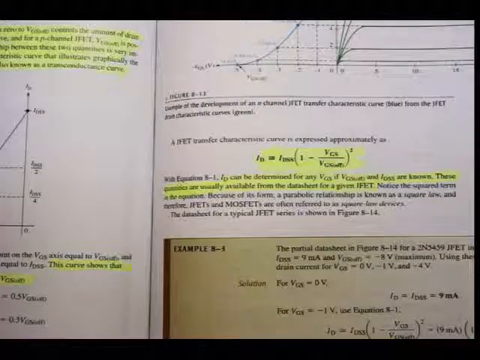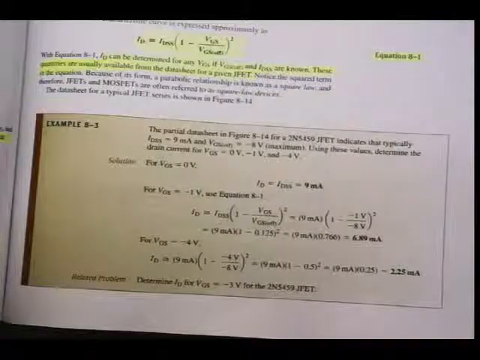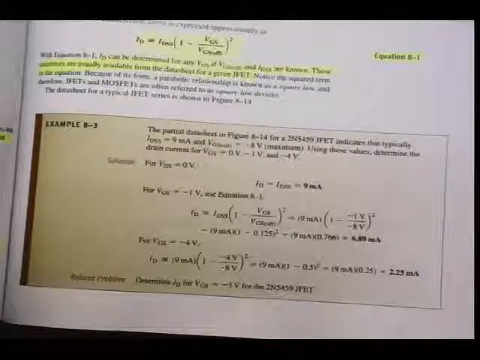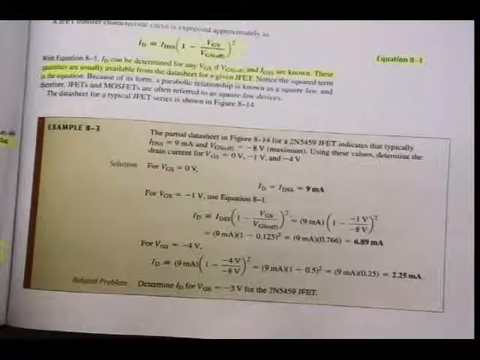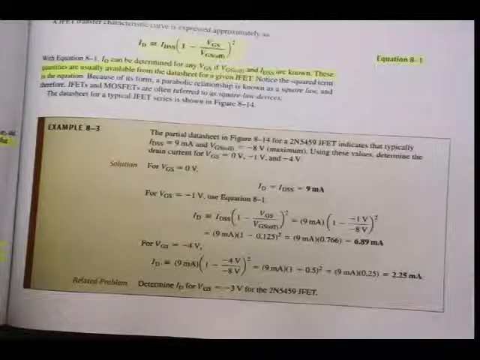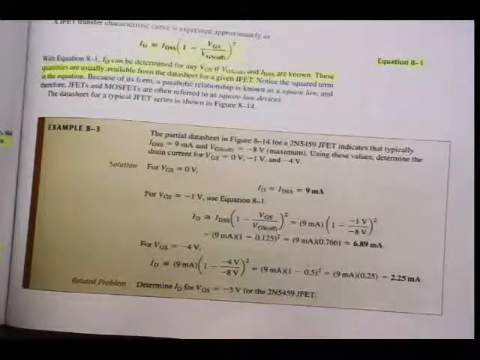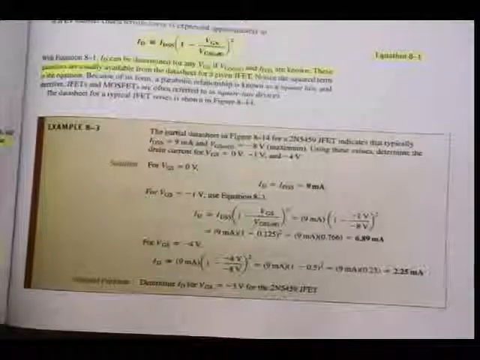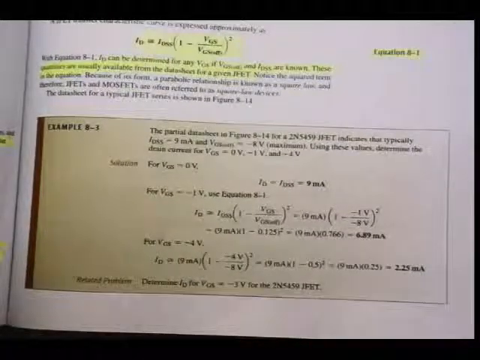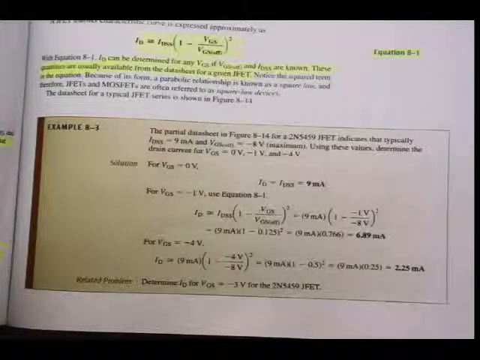Let's have a look at an example. Example 8.3, at the bottom of the page. The partial data sheet in figure 8.14 for a 2N5459 JFET indicates that typically IDSS is 9 milliamps and VGS off is -8 volts maximum. We will have a look at the data sheet just now, where you can see why they say typically and why they say maximum. We give various values of the JFET for a specific parameter. Using these values, determine the drain current for VGS equal to 0 volts, -1 volts, and -4 volts.